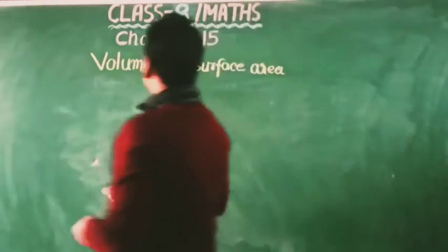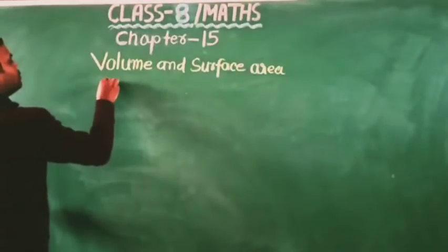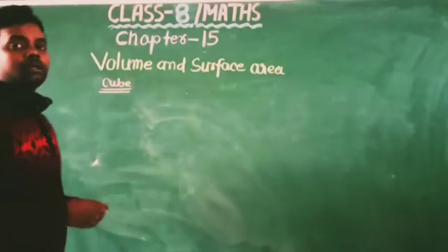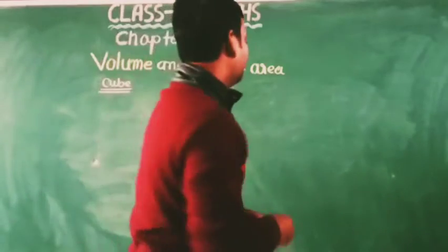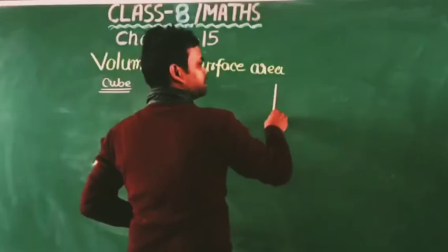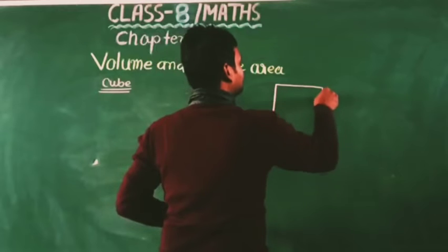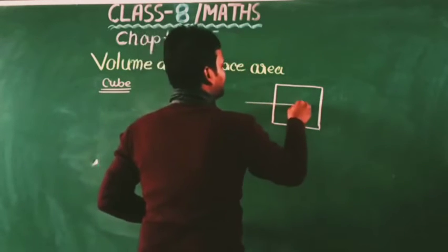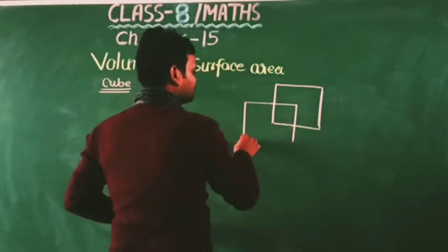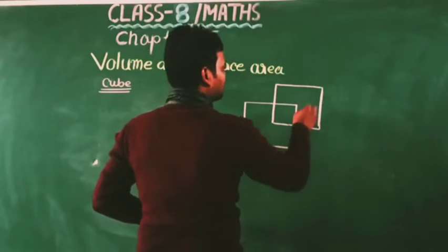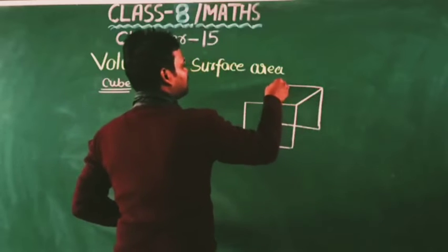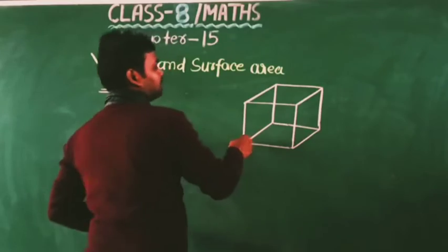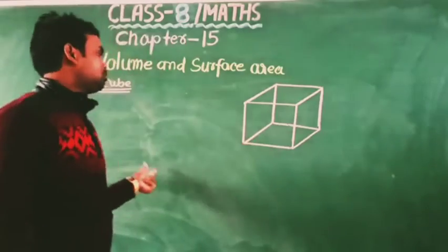Okay, next to calculate volume and surface area of cube. Okay, volume and surface area of cube. So we know if length and breadth and height of a cuboid are equal, then the solid figure obtained is called cube. Okay.